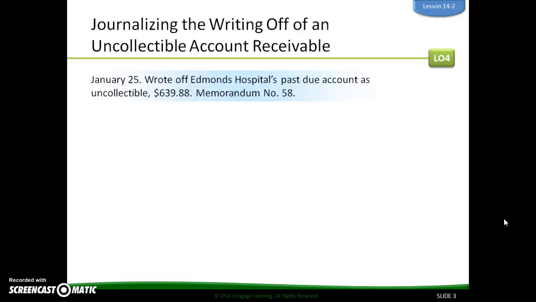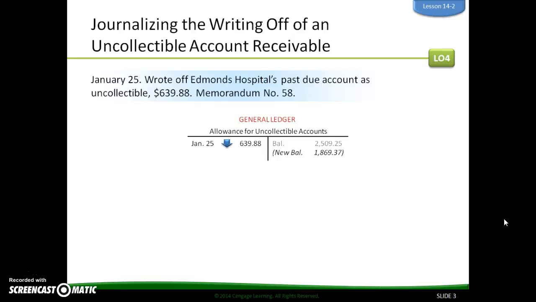Okay, so here's an example. January 25th, we're going to write off Edmonds Hospital's past due account because we've determined that it's uncollectible. We're going to use memorandum number 58, and the reality is we just don't think that those people are ever going to pay us. And so we're going to get this money off our books so that we're not constantly looking at it and representing it in our accounts receivable. We just don't think they're ever going to pay.